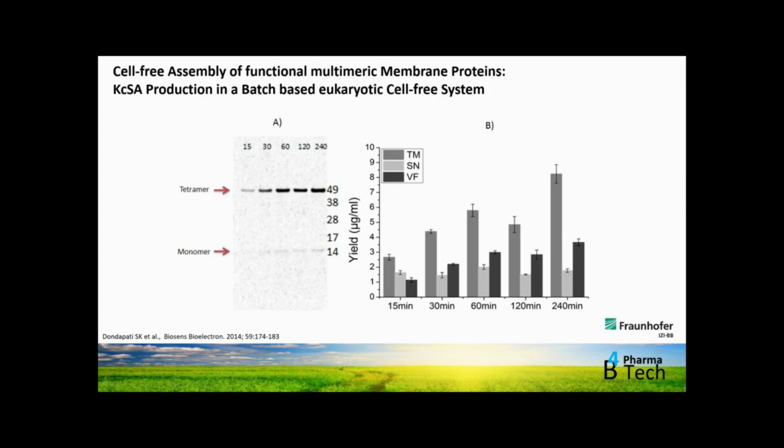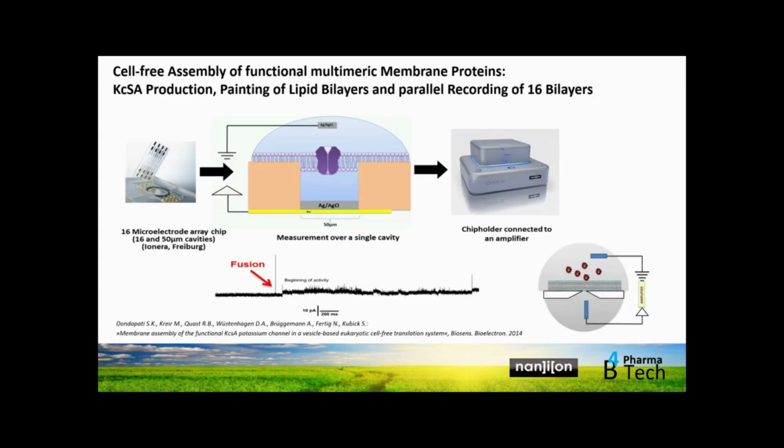Now, what about multimeric membrane proteins? Here you see KcsA, a tetrameric ion channel, which was produced in the cell-free system in collaboration with the Fraunhofer IZI-BB. Here you see the tetramer in the gel, already assembled in the cell-free system. Now, the functional analysis of these ion channels is done in collaboration with the company Nanion, I would say the world market leader in electrophysiology. And here you see we can directly apply these vesicles to electrophysiological analysis of ion channels. The cell-free produced KcsA was pipetted on a lipid bilayer in this Orbit 16 machine. You see a fusion event immediately followed by the activity of the cell-free produced multimeric ion channel.